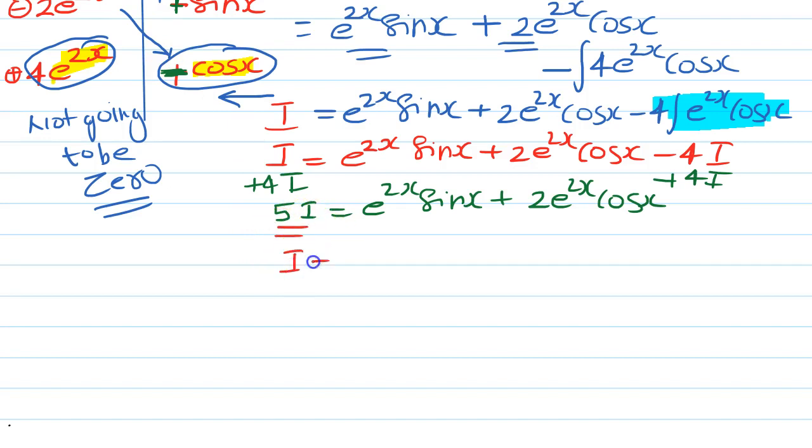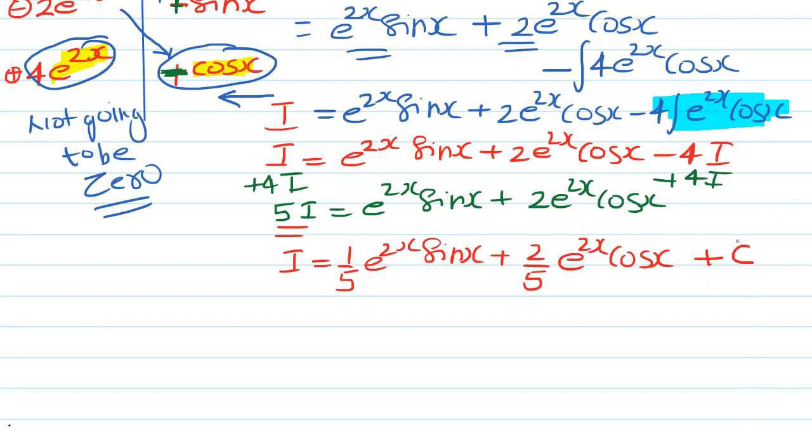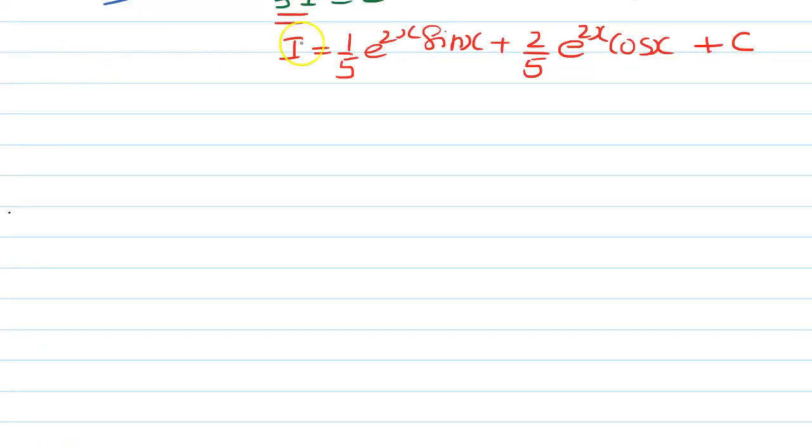So what will be I? I will be 1 upon 5 e to the power 2x sin x, plus 2 over 5 e to the power 2x cos x. Yeah, so this will be your final answer, and we'll put one constant here. Yeah, that's it. So quickly, this is our final answer.